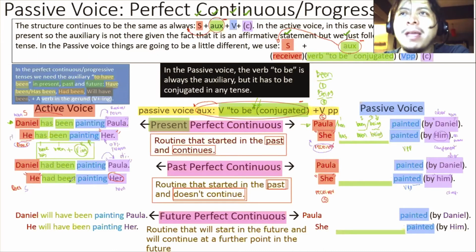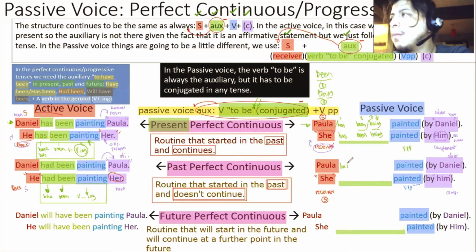So how do we make a verb in the past perfect continuous? We need the auxiliary. The auxiliary is always have been. Have been. And then we need a verb. This is the verb. And the verb is always in gerund, in ing. So how do we make a verb in the past perfect continuous? It is have plus been plus the verb in ing. In this case, we're going to do the same. We need have plus been plus a verb with ing.